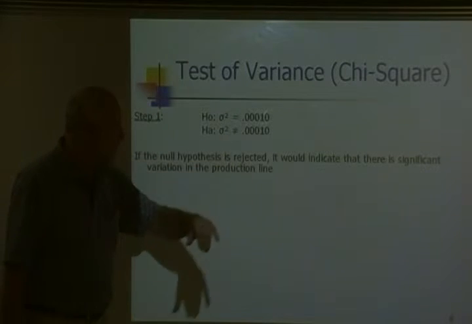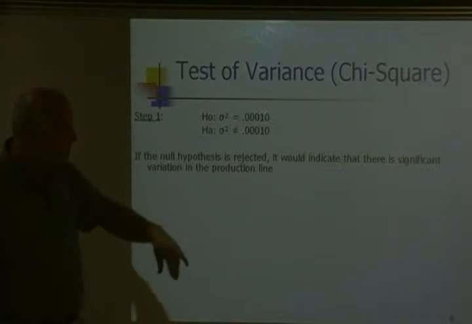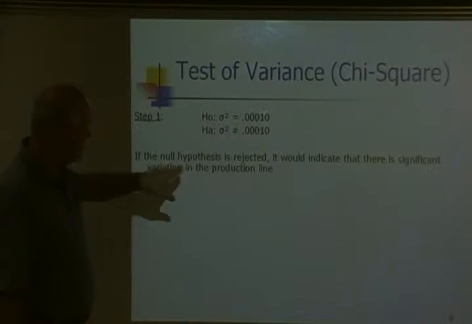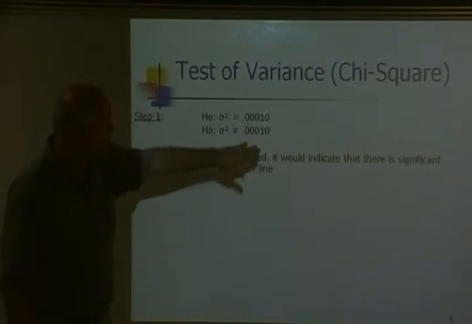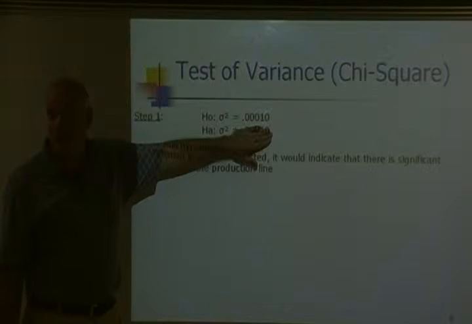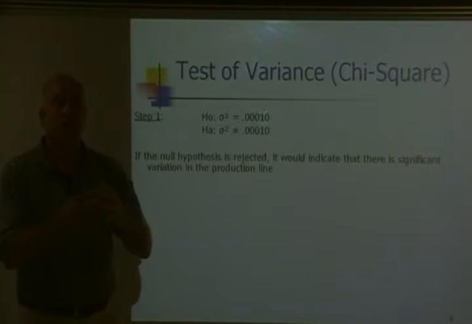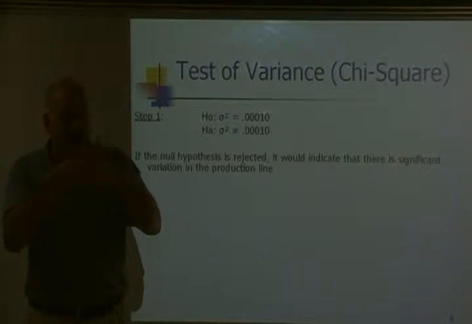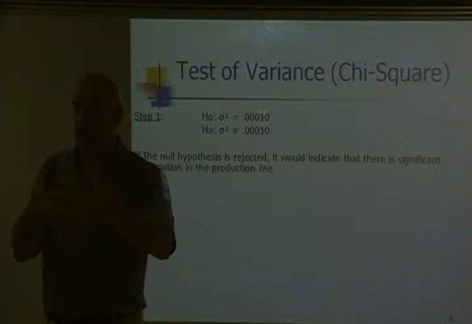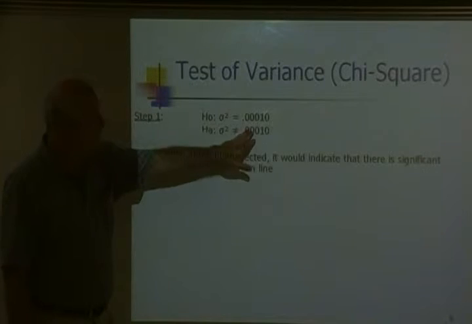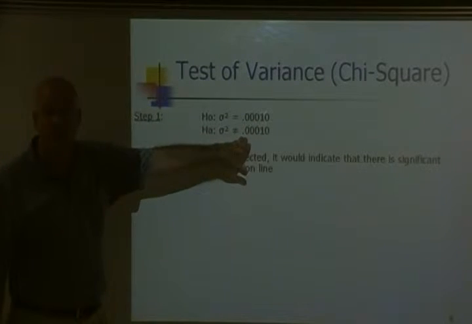So if the null hypothesis is rejected, it would indicate that there is a significant variation in the production line. That's not good. In this case, we want to accept the null hypothesis because what we're saying is that there's no difference between our production line and the established norm. That's a good thing.